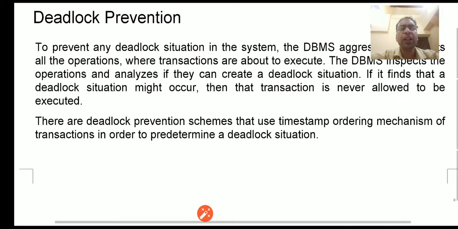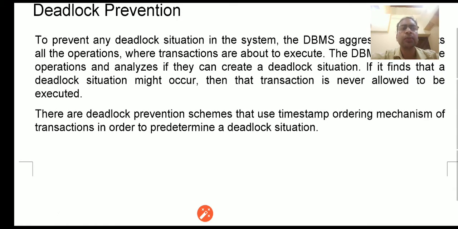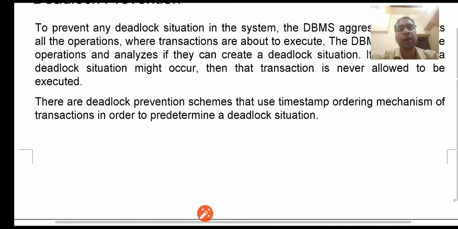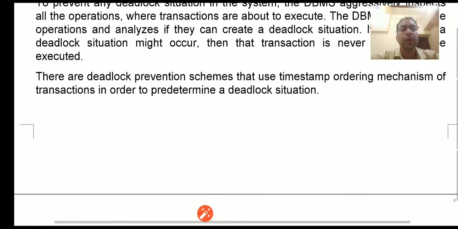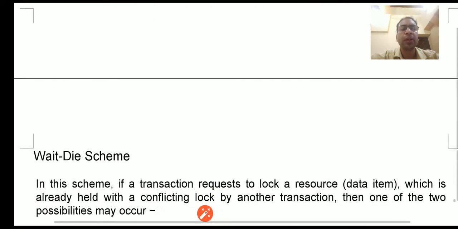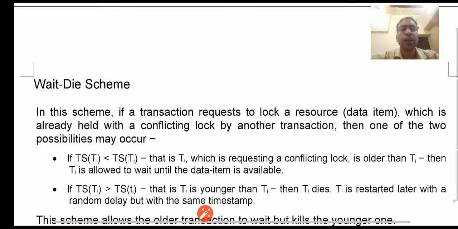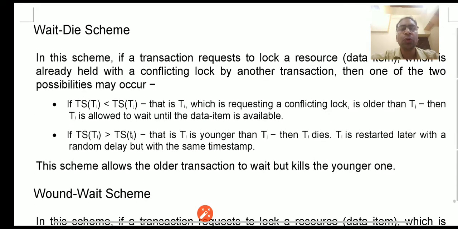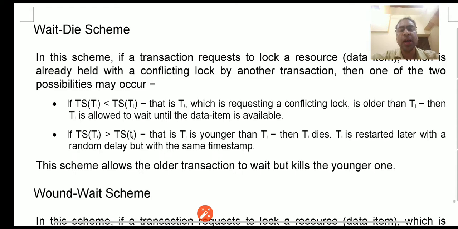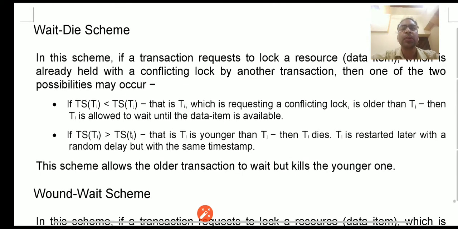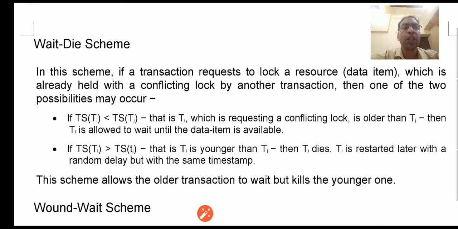The other way is to let the operation wait and reoccur after some time. We have different schemes for deadlock prevention. Basically, we have two schemes: the wait and die scheme and the wound and wait scheme. Let's first study what a wait and die scheme is.